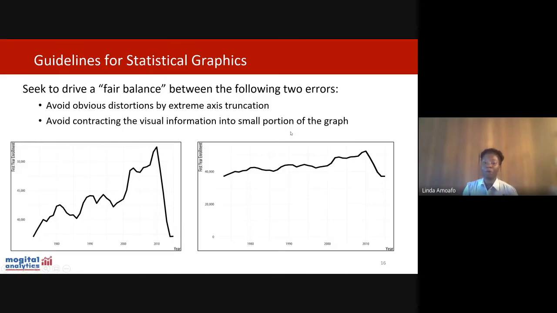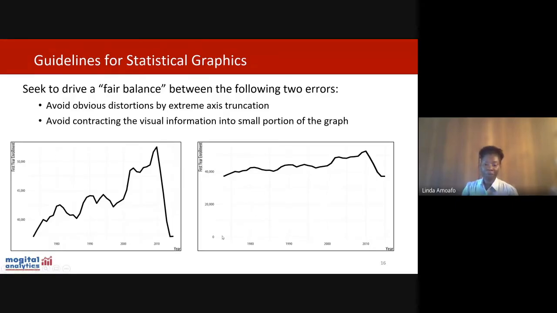the visual information into small portions of the graph. So in my right-hand panel here, even though this is the right figure that we are showing, you can see that the figure is just up there, and all the down part of the graph is not being utilized. That is what this person was trying to do by truncating the results in this graph. Here you truncate it so much that it tells something different to the audience.